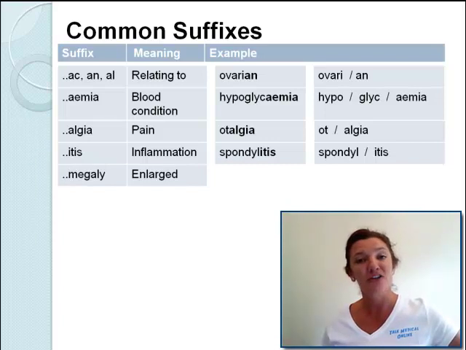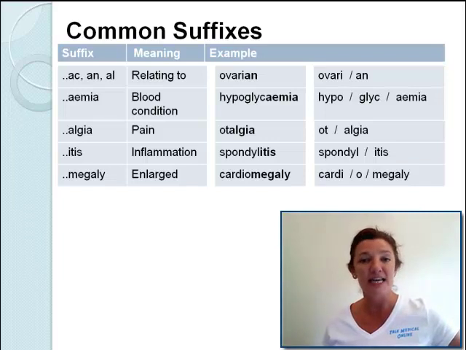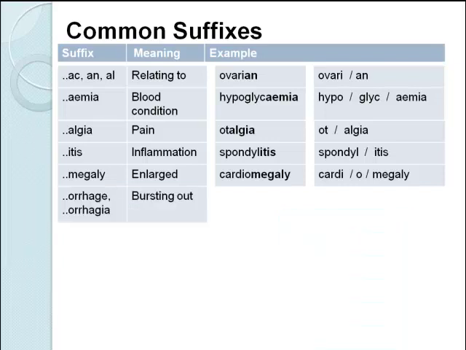Megaly means enlarged. Cardiomegaly, I like this word. Cardiomegaly, let's break it down. Cardi, break. O is our connecting vowel, another break, and megaly. So megaly is enlarged. You think mega is big, megaly is enlarged. So cardiomegaly would be an enlarged heart.